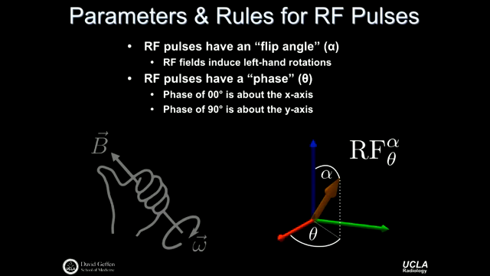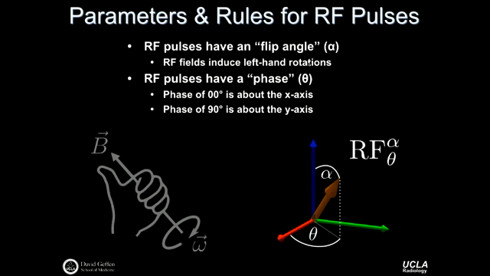Okay, so we hopefully have a little bit of a sense for how these B1 systems are put together, and mathematically what a B1 pulse looks like a little bit, and how we generate them. I want to get into a little bit more how we mathematically describe some of the important parameters that we care about. So there are two essential components, and maybe some rules that go with those, for RF pulses. The first is that the RF pulses can be described as having a flip angle. RF fields induce left-hand rotations. B fields in general induce left-hand rotations of our spin system. That goes back to that minus sign that I talked about at the top of the hour.